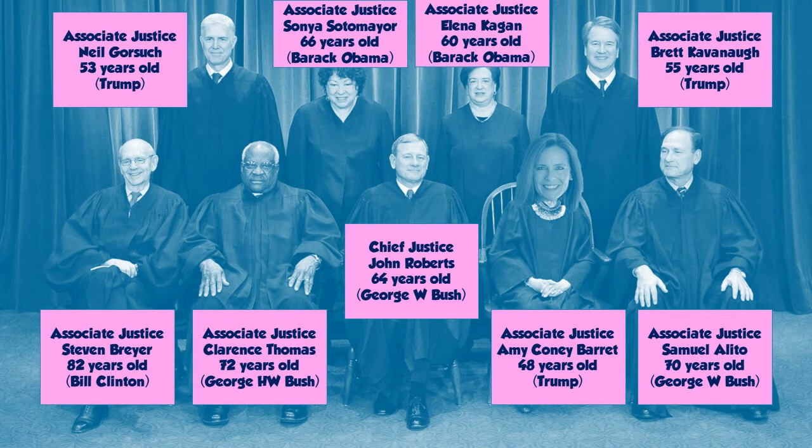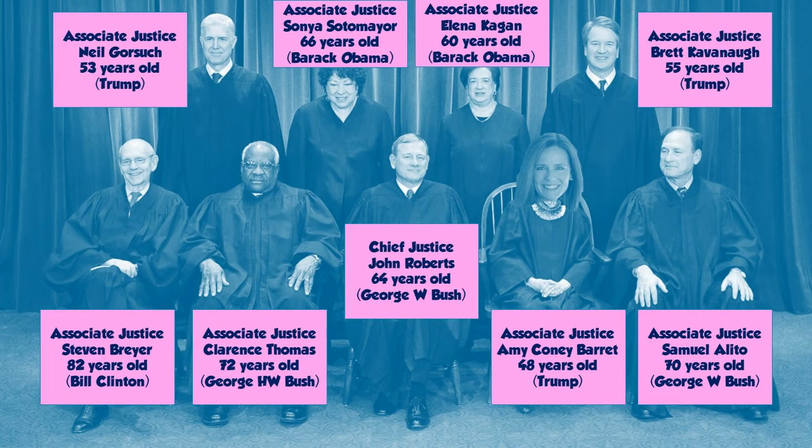To the left of him is now our oldest justice. This is Stephen Breyer. He was appointed by Bill Clinton. He's 82, so he is likely to retire under President Joe Biden, because as a Democratic appointee, he's one of the more liberal judges. He would like to see a more liberal president choose his replacement.